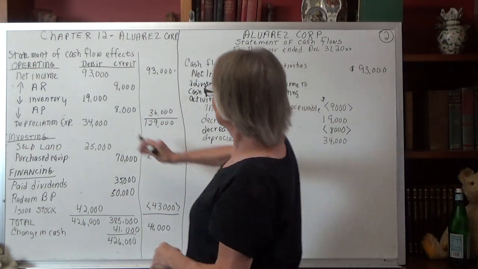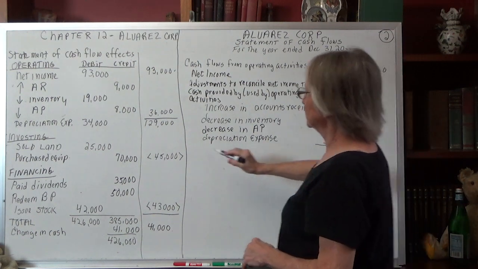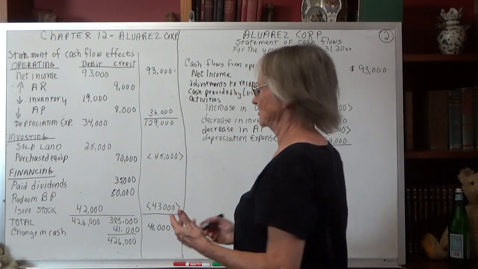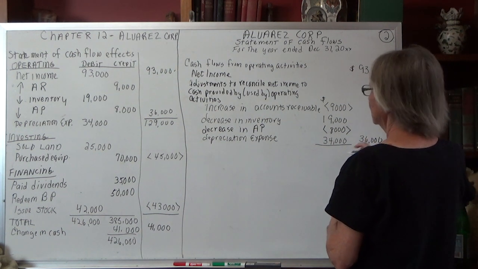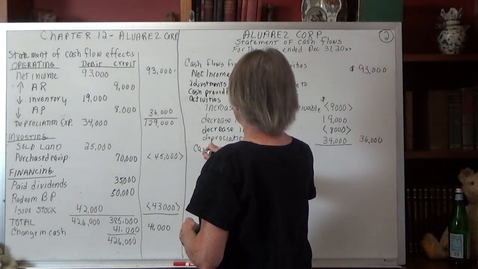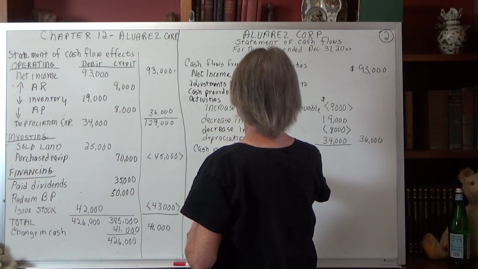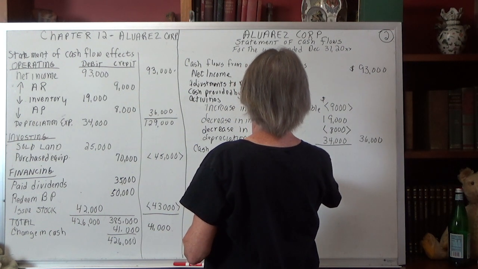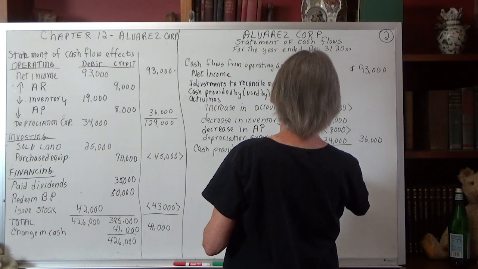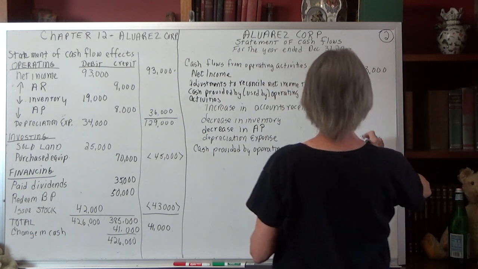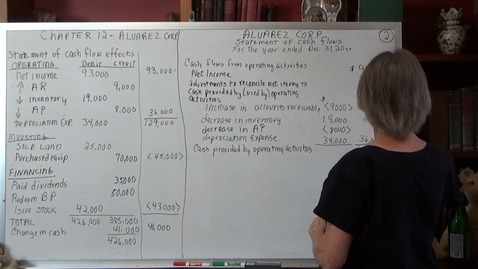Okay, so now we've covered everything in this operating section. We're going to total it. And then that total we've already got right here. At least the way I do things, the total adjustments are 36,000. And so now we come down to cash, and since it's a positive number, we're going to just go cash provided by operating activities. And we do the 93 plus the 36, we've already got our total of 129.